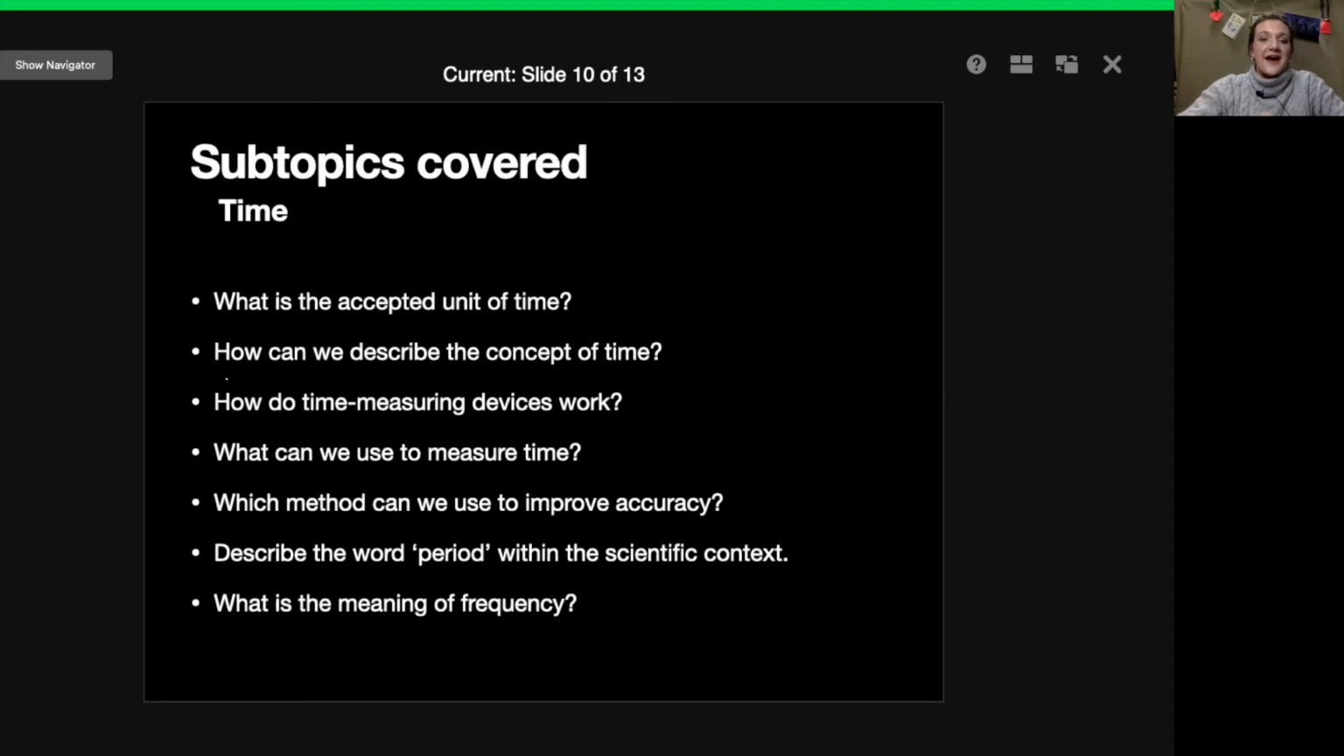We also have, how can we describe the concept of time? There are various different ways to describe this, but a very simple way to give a description of time is to look at how a day goes by. A day is determined by how long it takes the Earth to rotate on its own axis. So one day is one rotation of the Earth's axis. One year is one rotation around the sun.